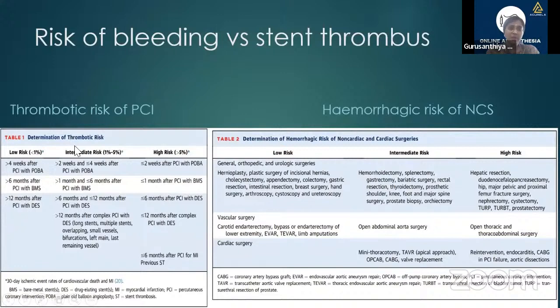The thrombotic risk of PCI is intermediate if it is 2 to 4 weeks following balloon angioplasty, if it is 1 to 6 months following a bare metal stent, and it is more than 6 months and less than 12 months following a drug-eluting stent. And the thrombotic risk of a percutaneous coronary intervention is very high when you do a non-cardiac surgery or stop the antiplatelet agents within 2 weeks after a balloon angioplasty, or less than 1 month after a bare metal stent, and less than 6 months with the drug-eluting stent.